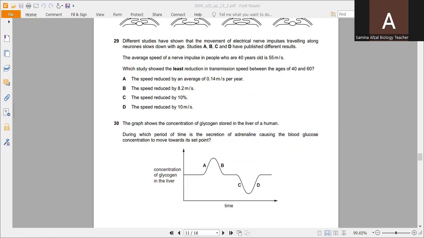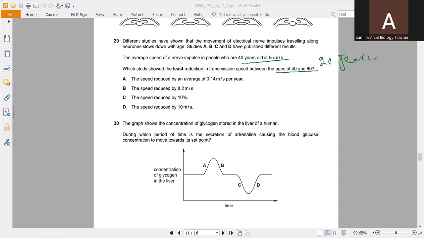The average speed of a nerve impulse in people who are 40 years old is 55 meters per second. The study showed the least reduction in transmission speed between the ages of 40 and 60, which is about 20 years. So the first option is the speed reduced by an average of 0.14 meter per second per year. They have given us an average, so we have to find out which one is the correct option.